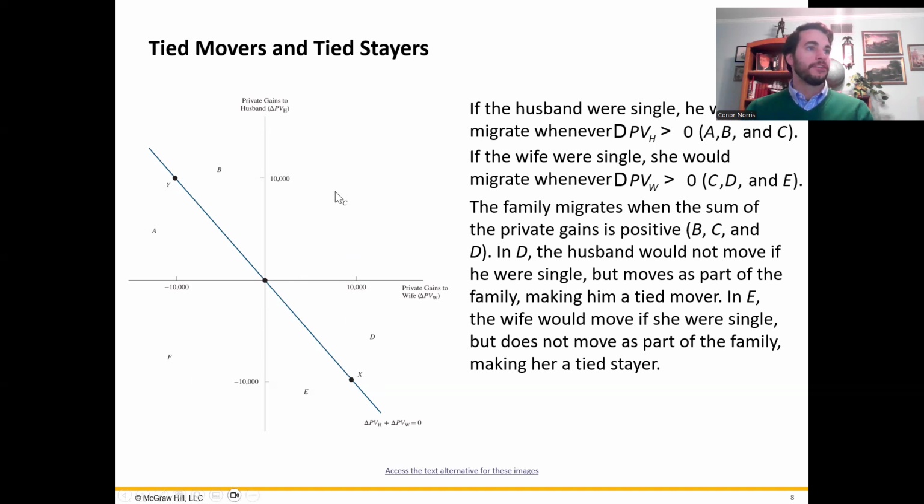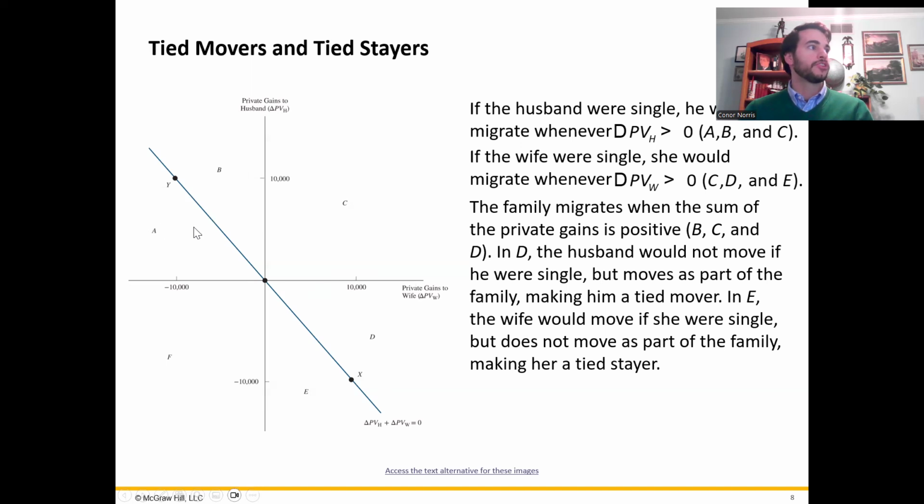Now, the husband, if he's totally single, again, not considering his wife, would choose A, B, or C. All of these are above the 0 line for him. So he'd be happy to move because he's gaining from this move. But when they're both married, they have to consider the total payout, not just the benefit for them as an individual from that standpoint.